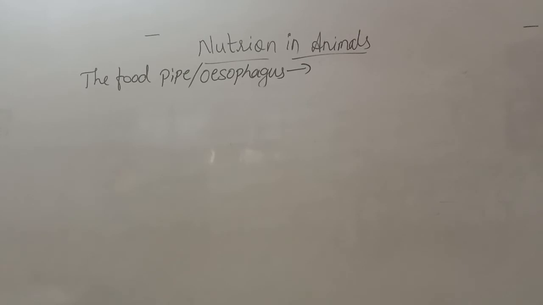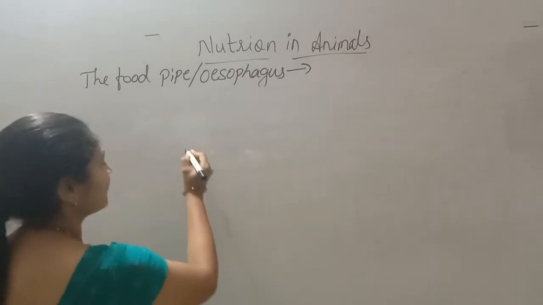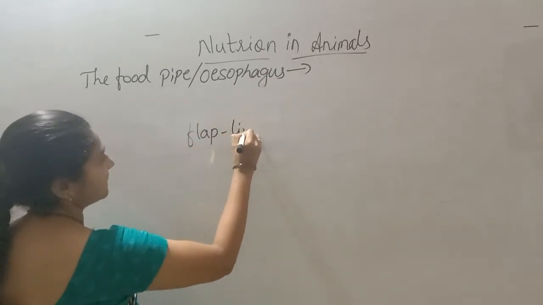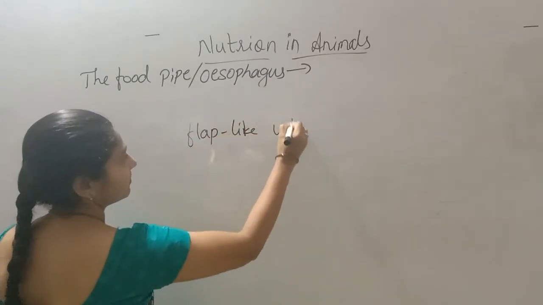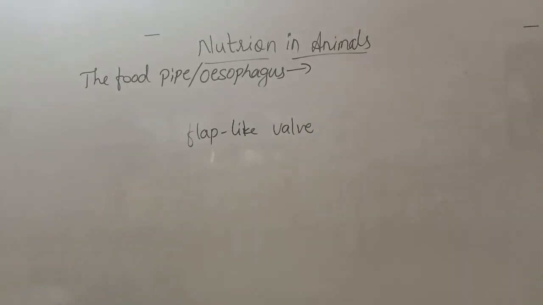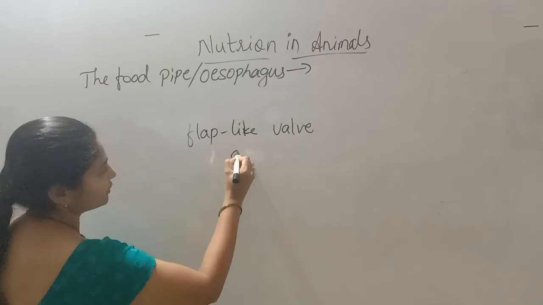So during the act of swallowing, what happens? I told you, a flap-like wall is there. These flap-like walls are going to close when food enters. They are going to close the passage of the windpipe.